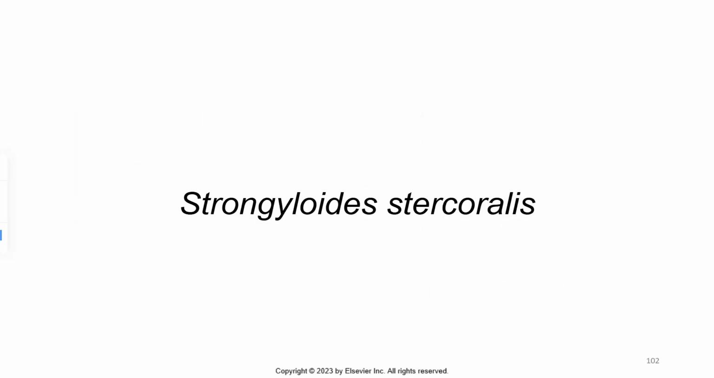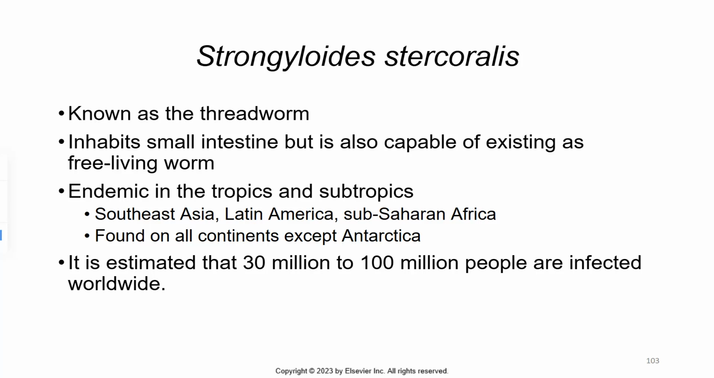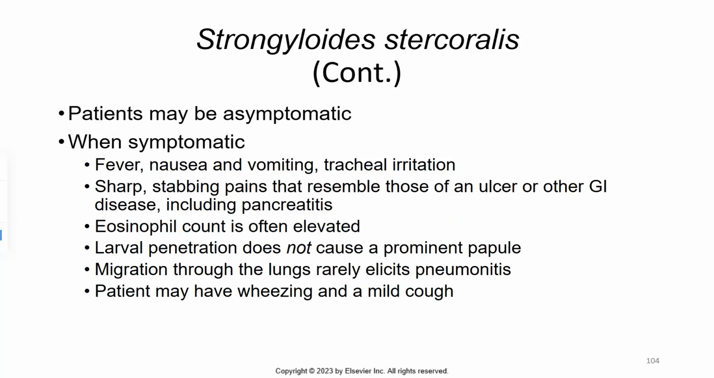All right, Strongyloides stercoralis. This is known as the threadworm. It inhabits the small intestine but is also capable of existing as a free-living worm. Endemic in the tropics and subtropics, Southeast Asia, Latin America, Sub-Saharan Africa, found on all continents except Antarctica. It's estimated that 30 million to 100 million people are infected worldwide.